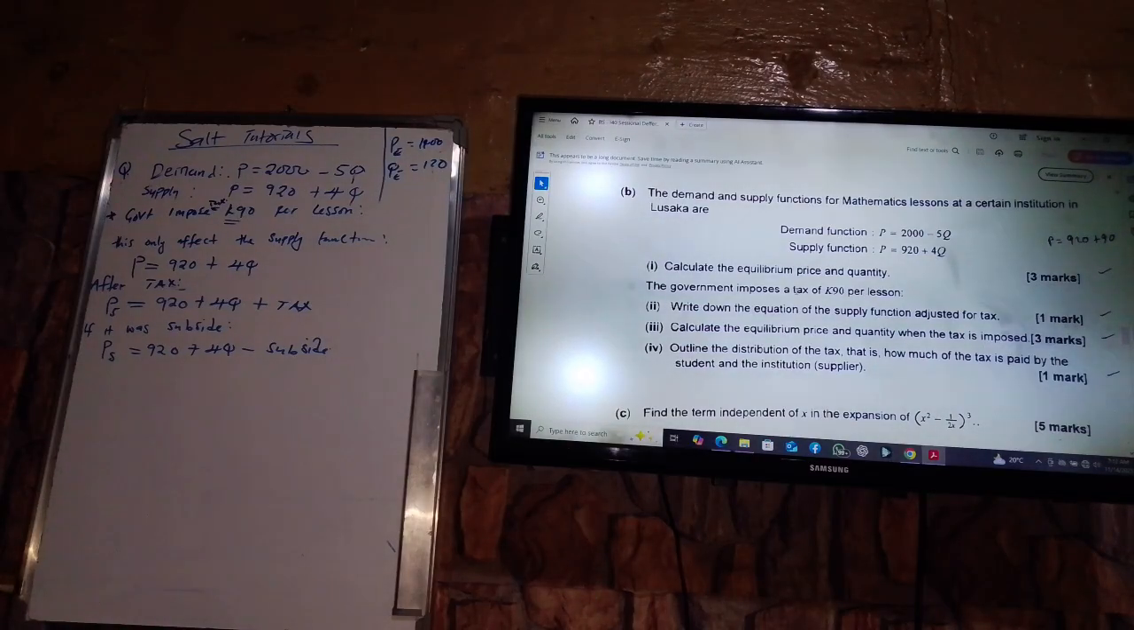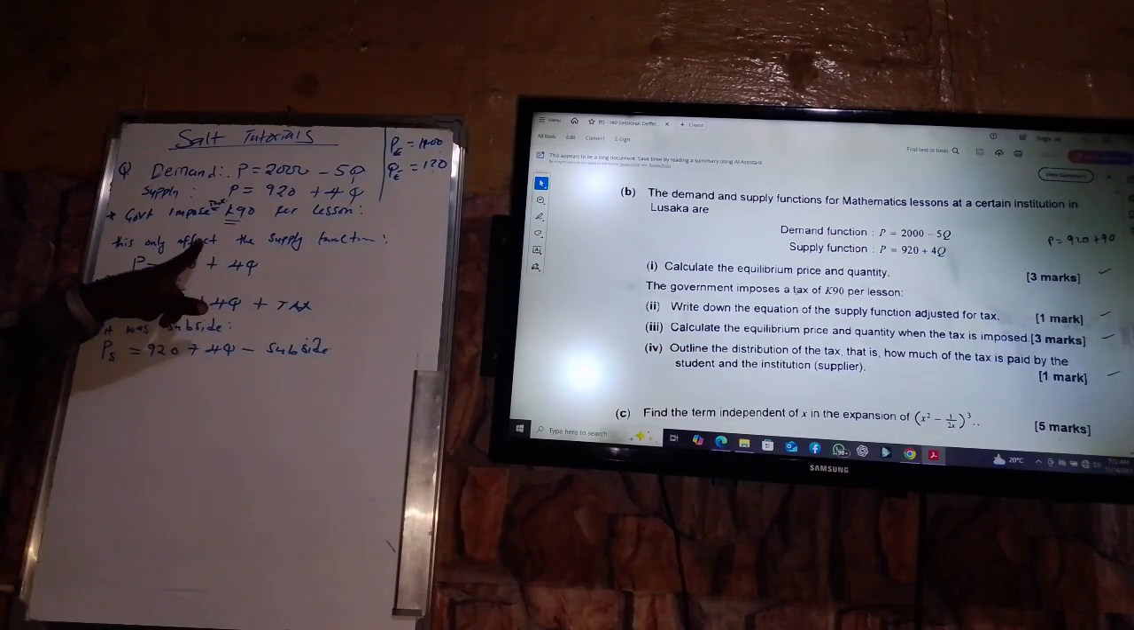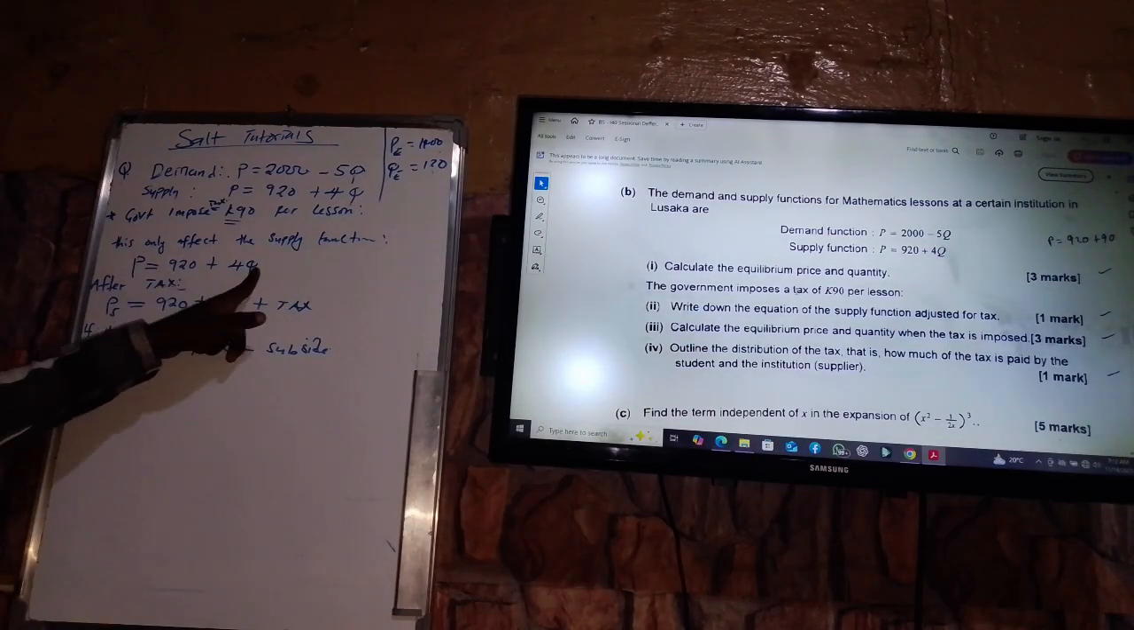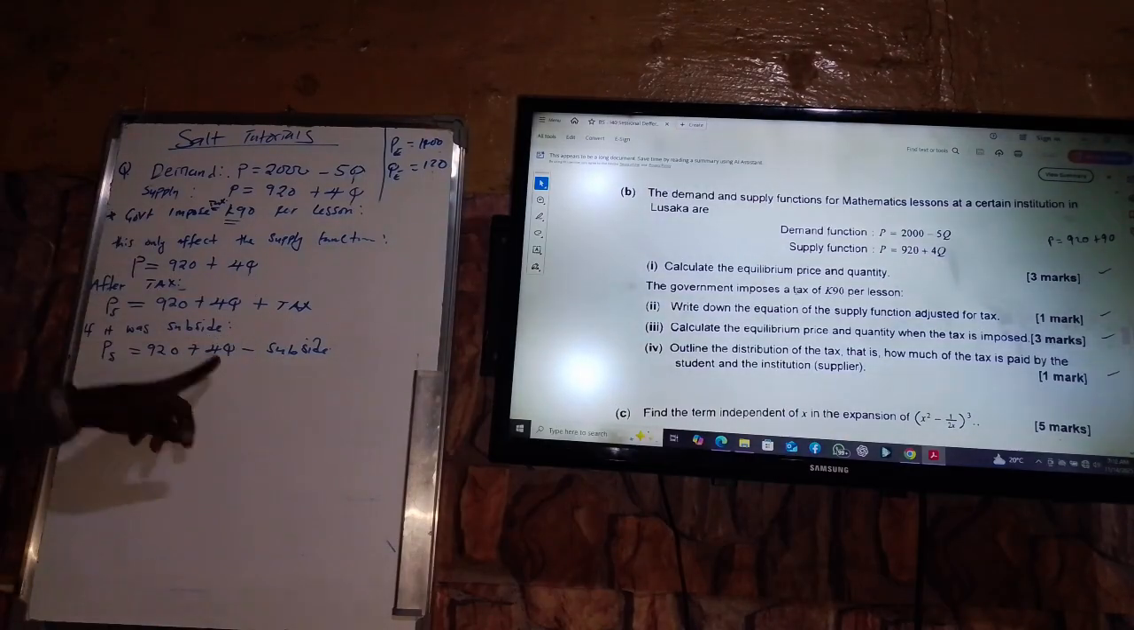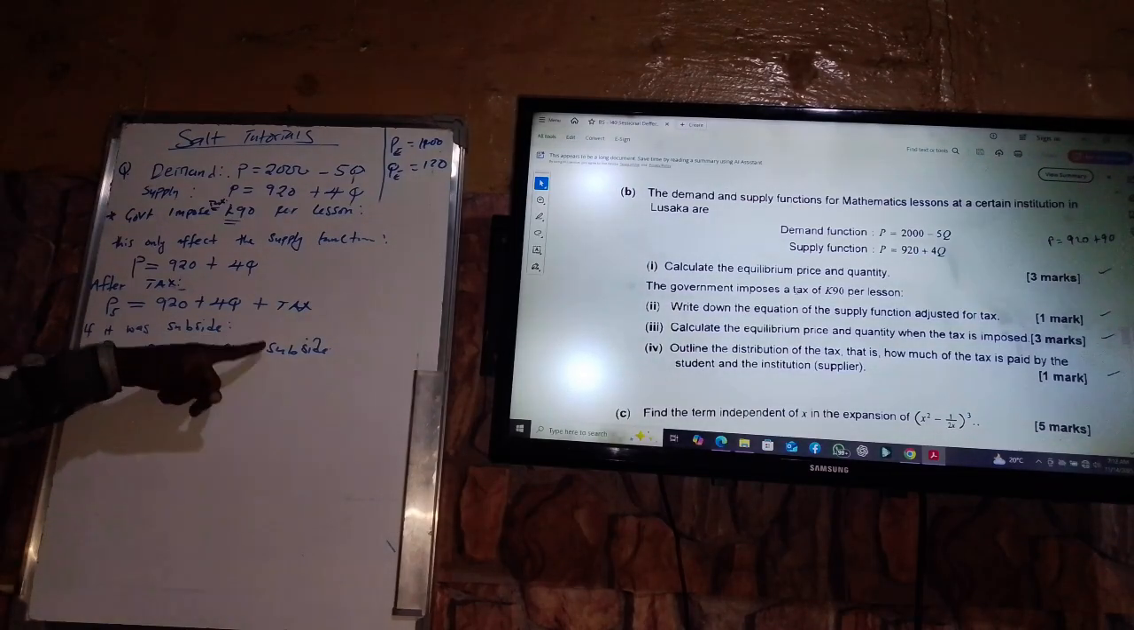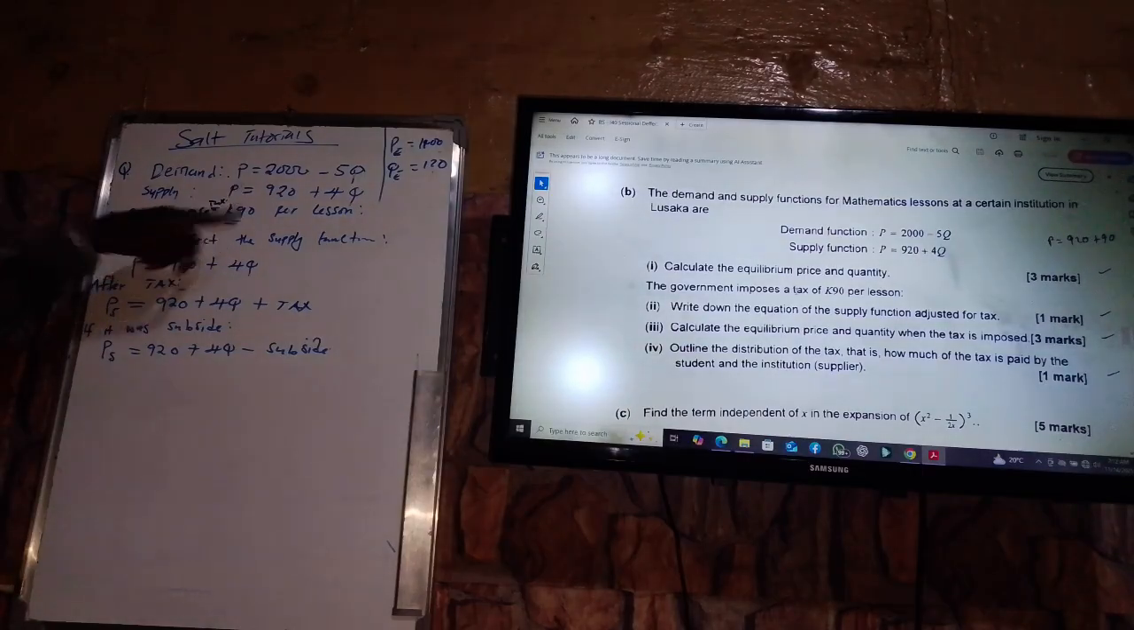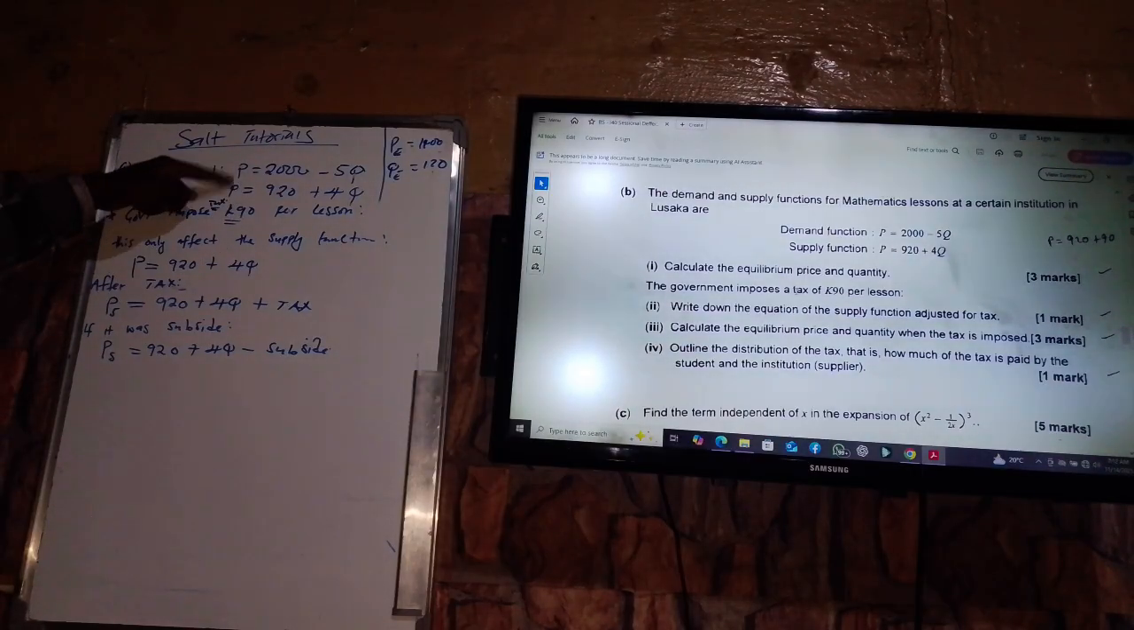Every time there is a tax or subsidy imposed, what is affected is the supply function, but the demand function remains the same. So for 920 plus 4Q, if it is a tax, we are adding tax to the price equation. If it is a subsidy, we are subtracting subsidy from the supply function. This equation works every time when P is the subject, but sometimes you'll find that the function is not given with P as the subject. Maybe they've given you the functions with Q as the subject. So you have to be strategic in that manner.